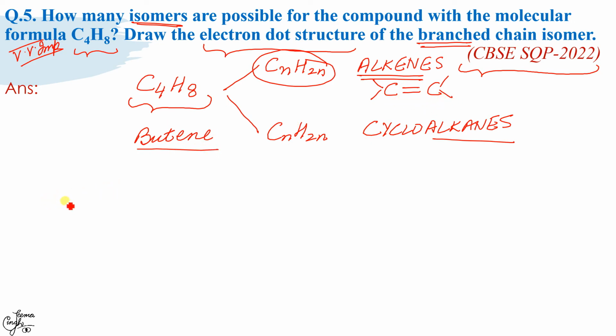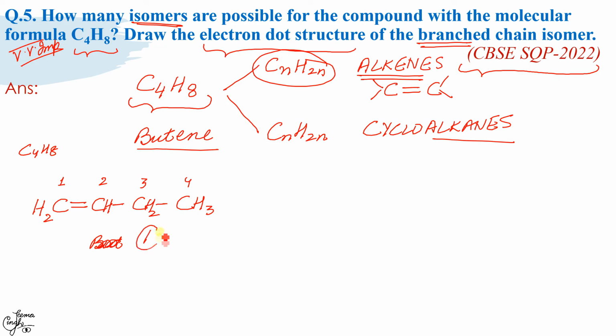Let's write down the first structure. Let me number the carbons 1, 2, 3, 4, and I put the double bond here. Let me satisfy the valency: CH2, CH, CH2 and CH3. Just keep checking the molecular formula: 3 plus 2, 5, 6, 7, 8. So it has the formula C4H8 and it is called butene. It's basically called but-1-ene. That nomenclature is not there in your course, so I'll just leave it. This is the first structure.